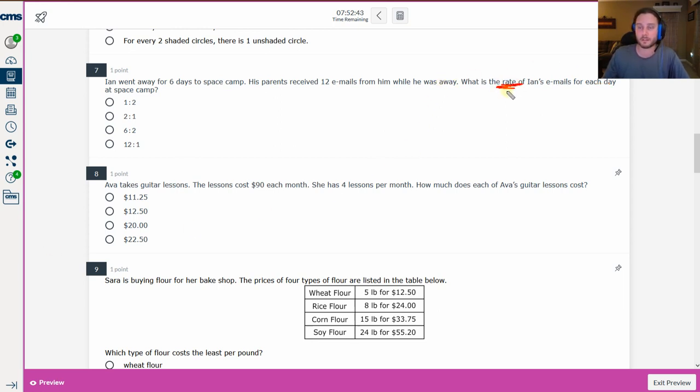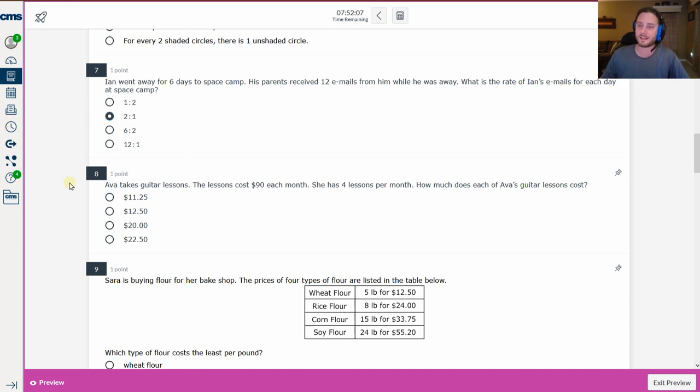It even says, what is the rate? And then it tells us what order to divide things in. It tells us emails for each day. So this means I am taking the number of emails that he sent, and I am dividing it by the number of days, and that's going to give me my unit rate. So we have 12 emails divided by 6 days. That's going to give me that he sent 2 emails for every 1 day that he spent there. So the answer to number 7 would be 2 to 1, not 1 to 2.